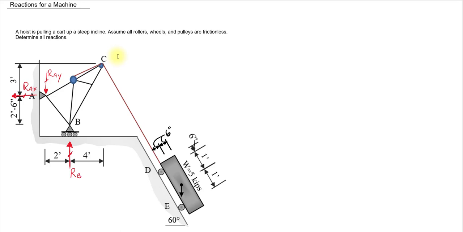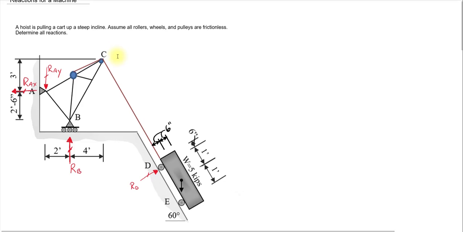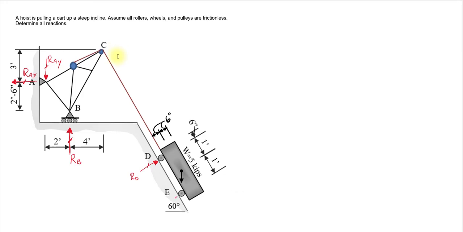We still have a couple more reactions. In fact, we have them down there on the cart, don't we? Because the cart is rolling against a surface. So those are also roller supports, and that means we're going to have reactions perpendicular to that surface. That's R_D, so we'll call it D, and then we have one more here at E. So I think those are all of our reaction vectors: 1, 2, 3, 4, 5.